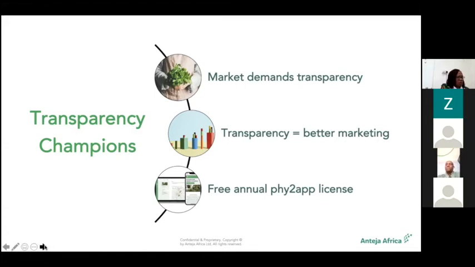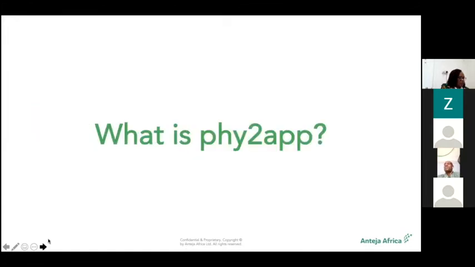For example, and more specifically, aspects on product marketing using phy2app. So this means that at the beginning of 2022, you will become part of our transparency champions community. Now let's move to phy2app, and my colleague David will explain how to implement phy2app for your agribusiness.